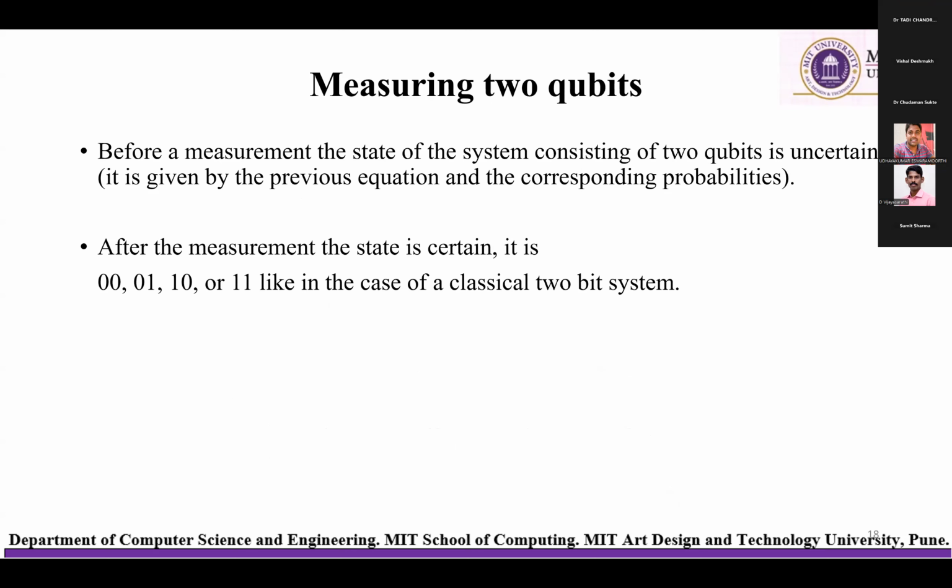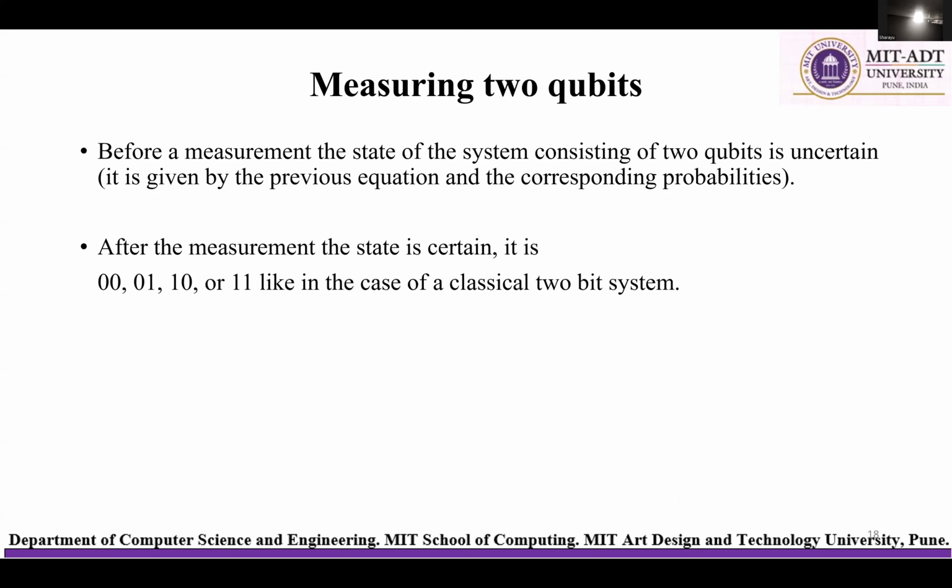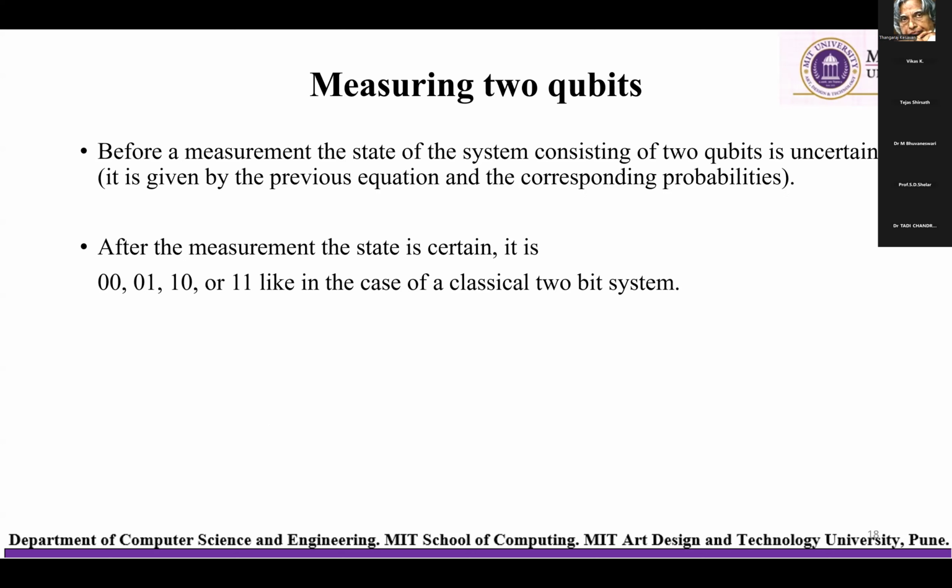Before measurement, the state of a system consisting of 2 qubits is uncertain. This uncertainty is represented by a superposition of the four possible states, 00, 01, 10, and 11, with each state having an associated probability amplitude. The probabilities for each state are determined by the squared magnitudes of the coefficients as described in the previous equation.